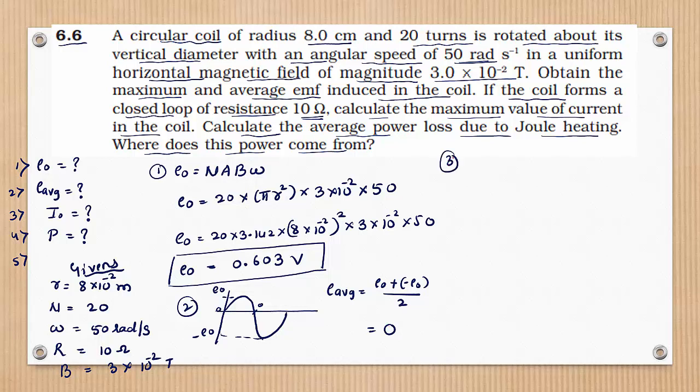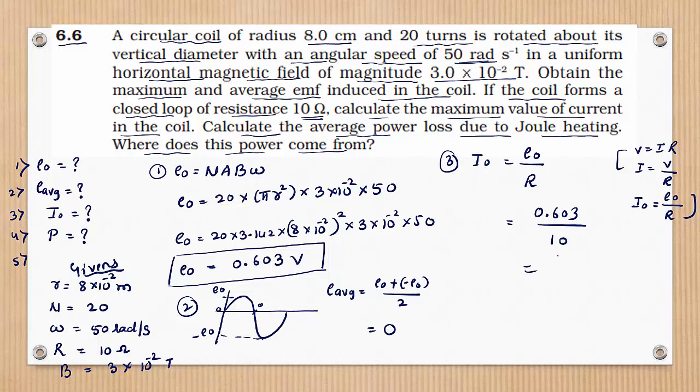Then third question, it is about maximum current I naught. We have the equation for Ohm's law, V equal to IR, so I equal to V divided by R. For maximum current, I can modify this equation as I naught equal to E naught divided by R. In place of potential difference, we write maximum induced EMF. E naught is 0.603 divided by resistance, which is given as 10. So we get 0.0603 ampere. This is the maximum current.